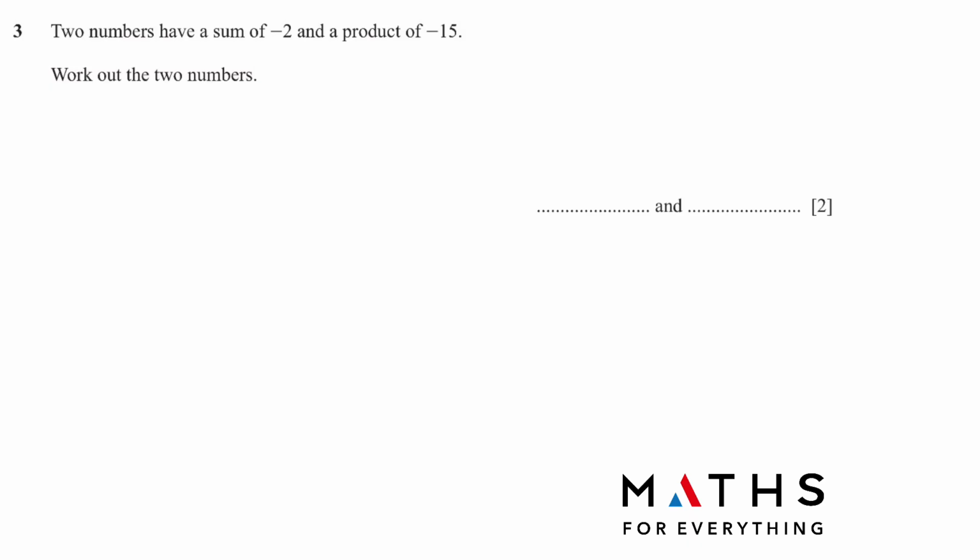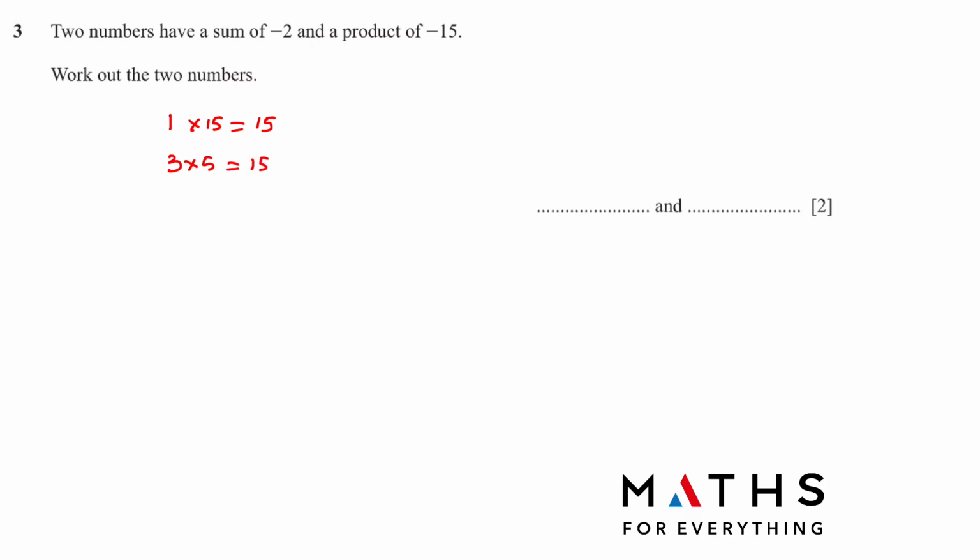Question number 3. Two numbers have a sum of -2 and a product of -15. Work out the two numbers. Start by finding the factors of 15. Factors of 15 are 1 times 15 will give you 15. 15 is not in 2 times table. It is there in 3 times table. 3 times 5 is 15.